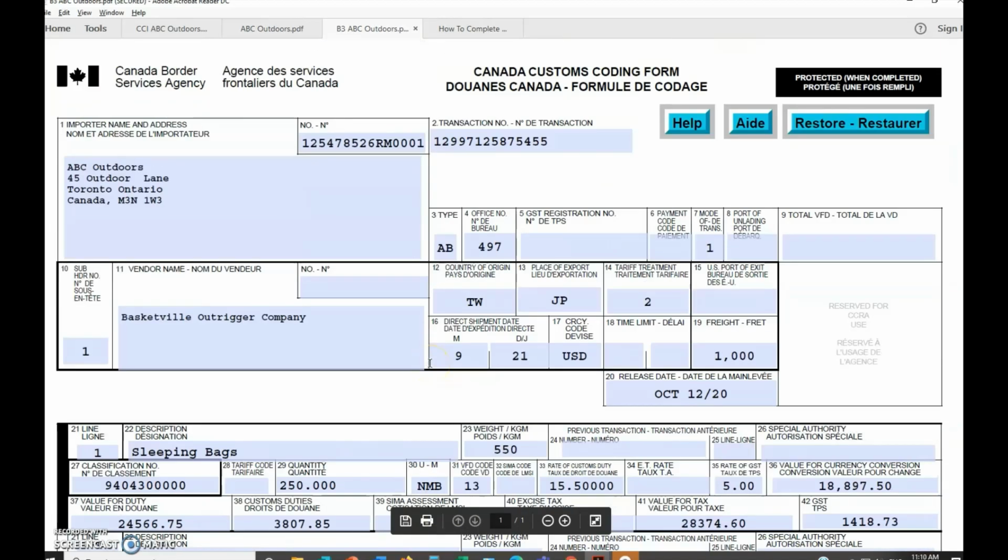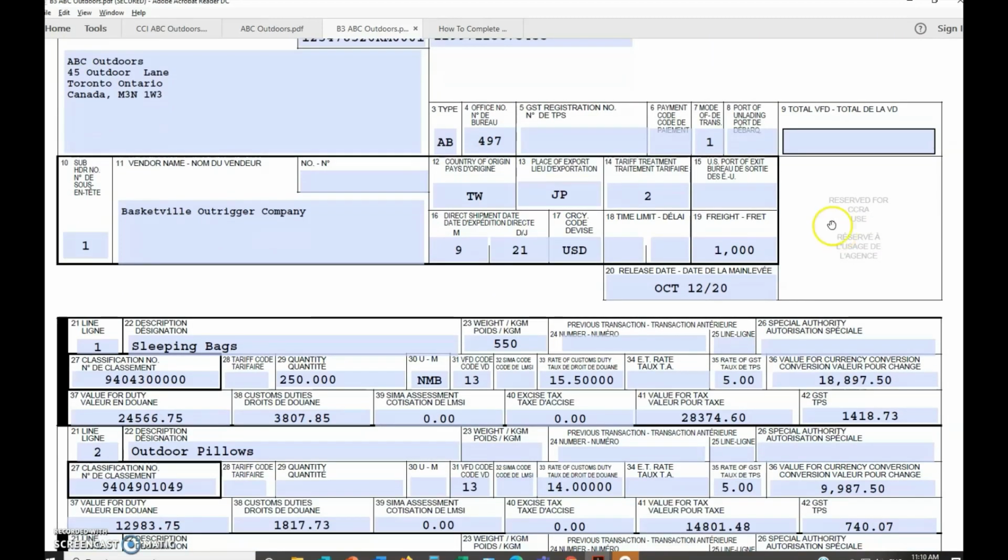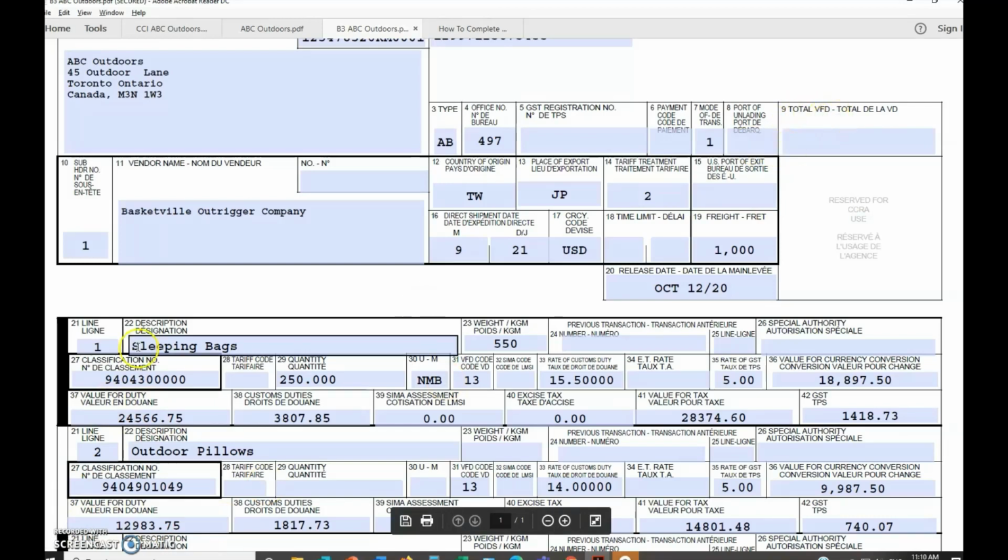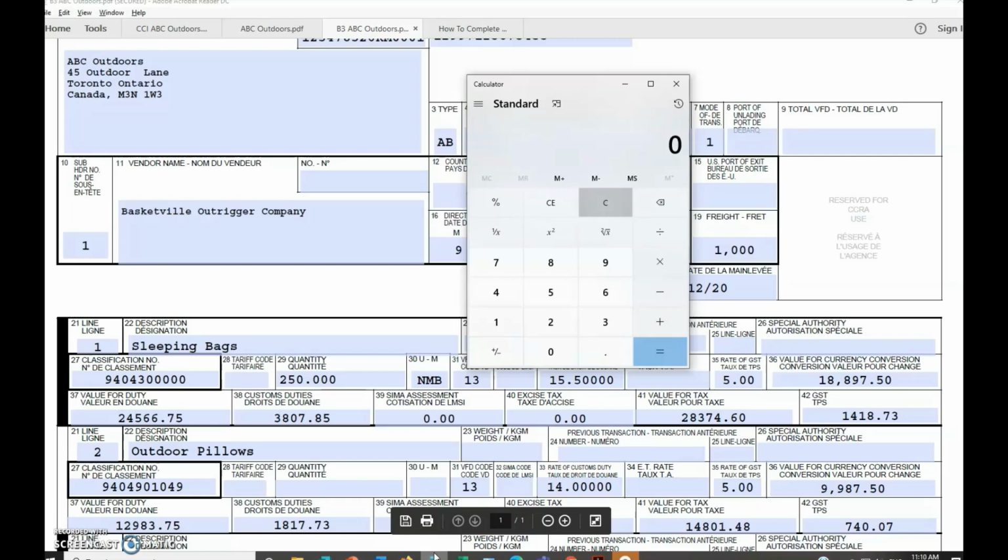Congratulations. You have completed your first ever B3, except we're not quite finished. Remember back here in field 9, we need to put in what's called the total value for duty. And what we need to do is add up the total of all the value for duty fields, hence the word total value for duty. So we are going to fill in 24,566.75 plus 12,983.75.